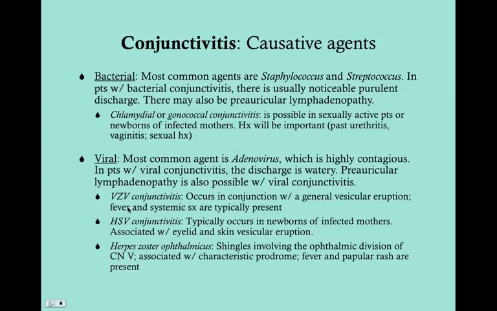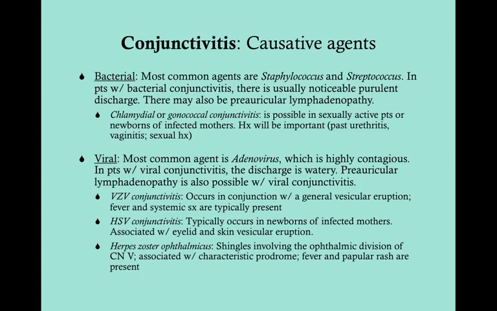There are some cases of viral conjunctivitis that aren't due to adenovirus, and these are important to keep in mind. So there's one that's caused by varicella zoster virus, and remember that is the chickenpox virus. Usually you will see these in children that get the chickenpox, and they'll have a general vesicular eruption, which is that typical chickenpox rash where you've got vesicles of different ages, and they'll also have fever, malaise, and systemic symptoms that are also present.